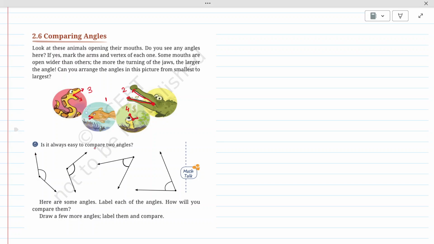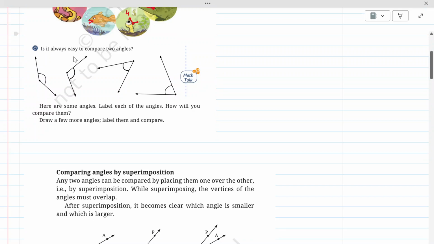Next, is it always easy to compare the angles? Here are some angles. Label each of the angles. How will you compare them? Okay, so what we are asked to do here is label them. Label them means we have to label the arms and the vertex. Let's begin with this angle. I am calling this A, B, C, where B is the vertex, and BA and BC are the arms of this angle.